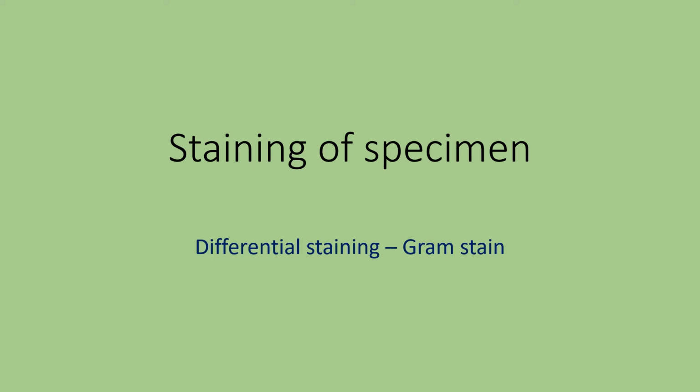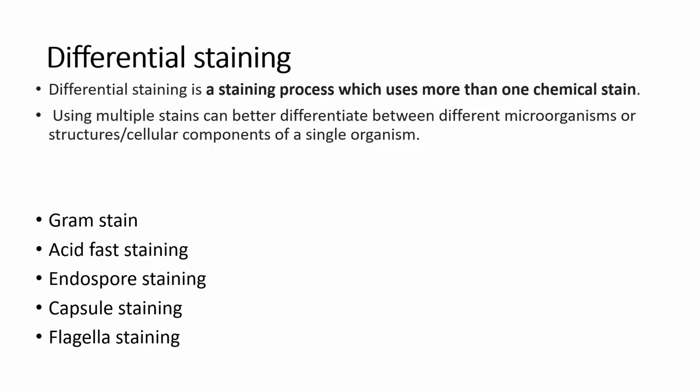Hey everyone, in this video we'll be discussing Gram staining, which is a type of differential staining. The differential staining technique is a process which uses more than one chemical stain, and using multiple stains can better differentiate microorganisms based on their structure and cellular components. Different types of differential staining techniques include Gram stain, acid-fast staining, endospore staining, capsule staining, and flagellar staining.